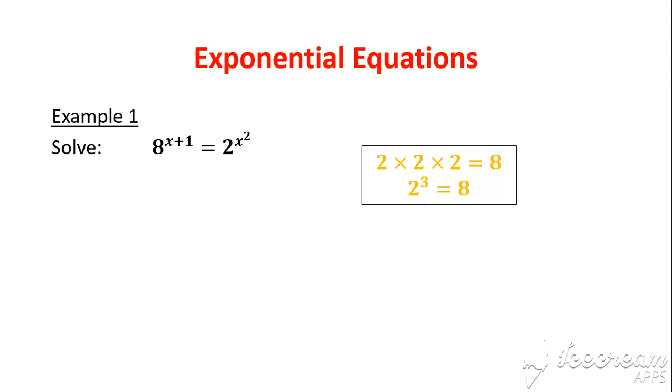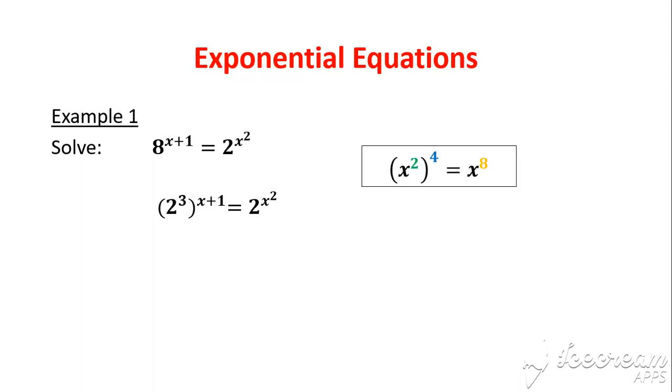Now we know 8 is made up of 2 times 2 times 2, so 2 to the power of 3 is 8. So the first thing we're going to do is take that 8 and change it into 2 to the power of 3. Now we know another indices rule: when we have a number to the power of something, all raised to another power, we can times the powers. When we see brackets, we can times the powers. So we're going to go 3 times x plus 1. Now 3 times x plus 1 makes 3x plus 3. So we've got 2 to the power of 3x plus 3, which is equal to 2 to the power of x squared.